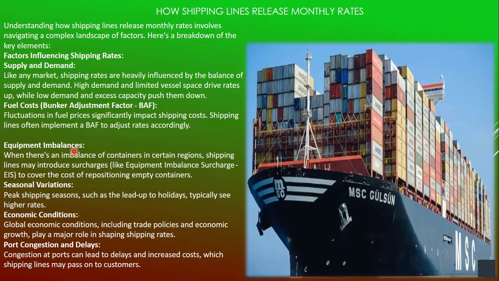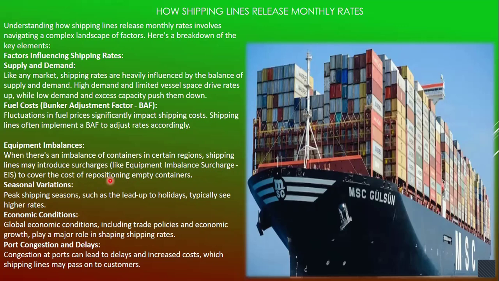Now equipment imbalance. When there is an imbalance of containers in a certain region, shipping lines may introduce surcharges like equipment imbalance surcharges to cover the cost of repositioning empty containers. For example, at a port like Nhava Sheva seaport, exporters book containers in high numbers. Say the booking received at the MSC portal is for 2,000 containers, but at this particular location only 1,600 containers are available.